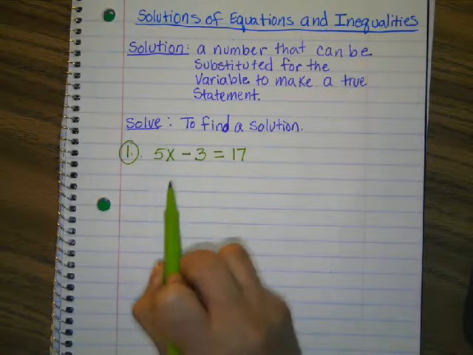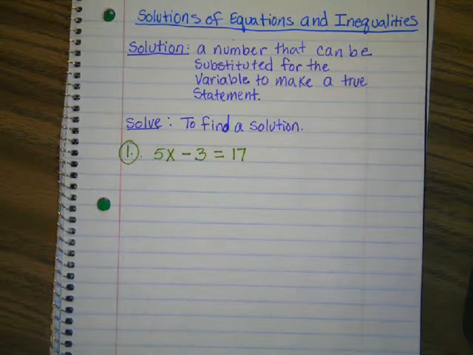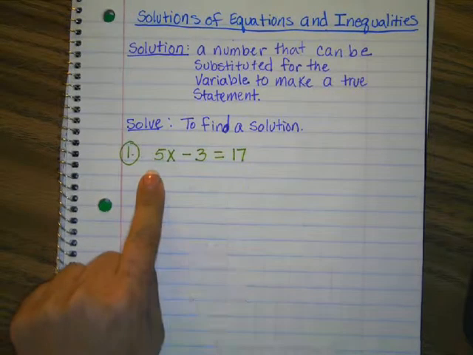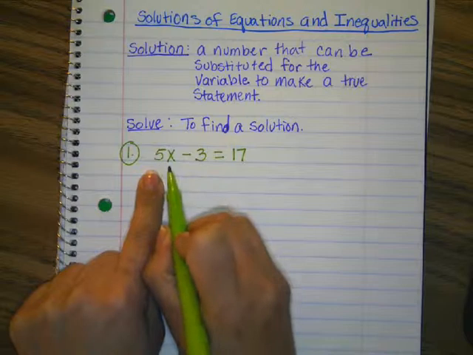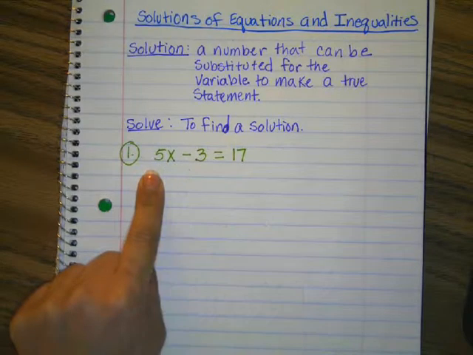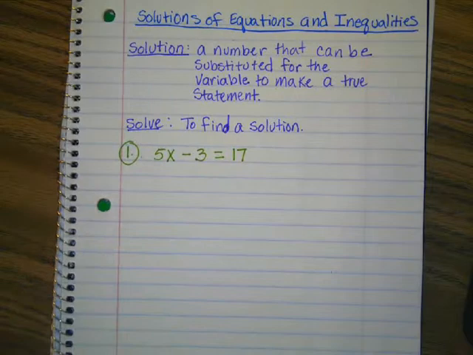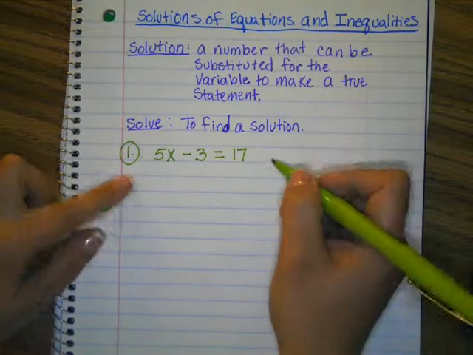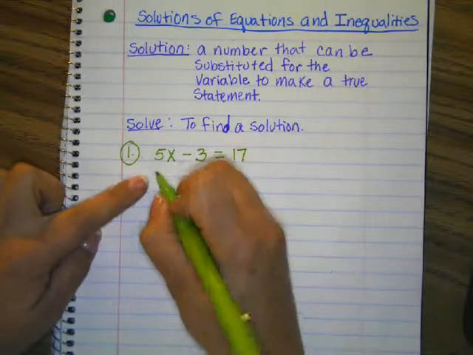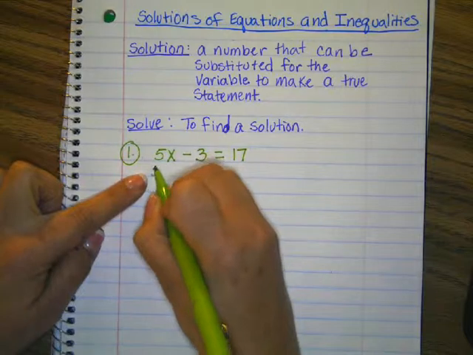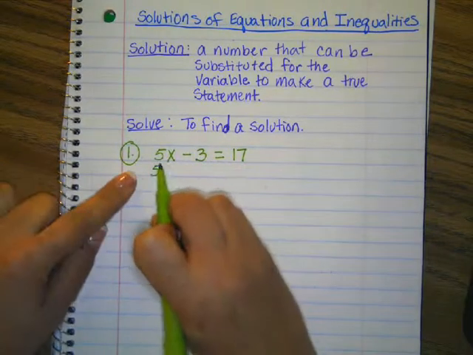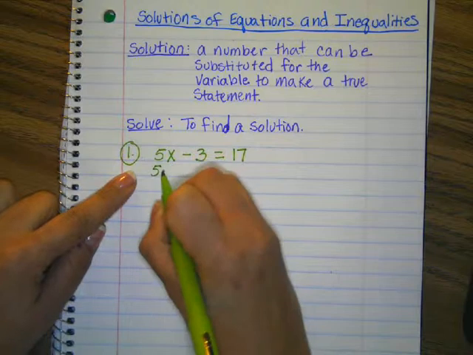One method is guess and check. So I can look at this and think to myself, 5 times what number? When a number is next to a variable, I know it means times. If I think x is 4, then I would put a 4 in place of x: 5 times 4 minus 3 equals.